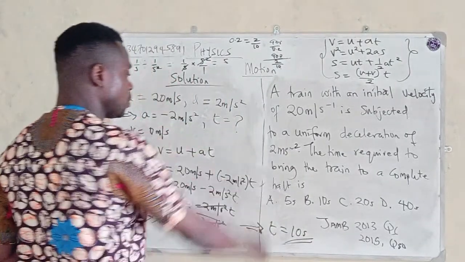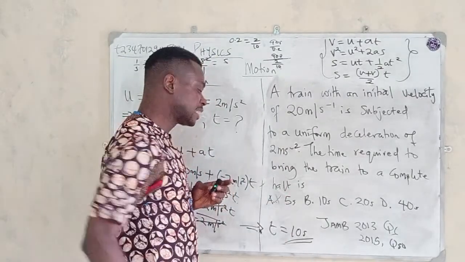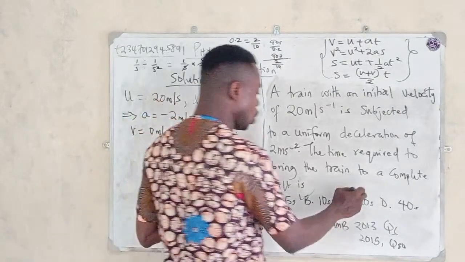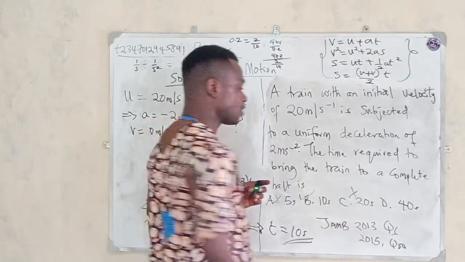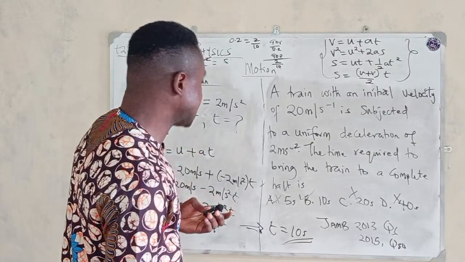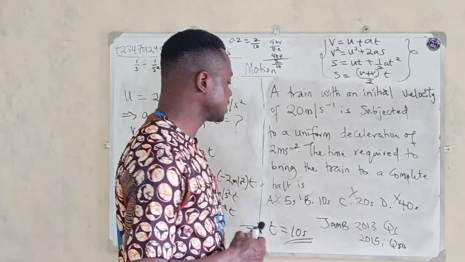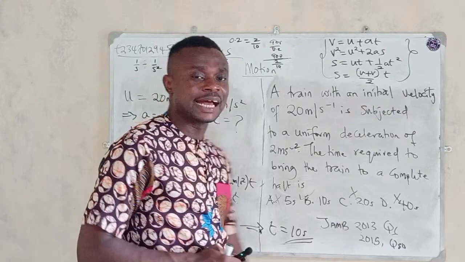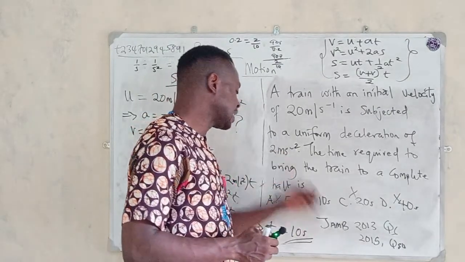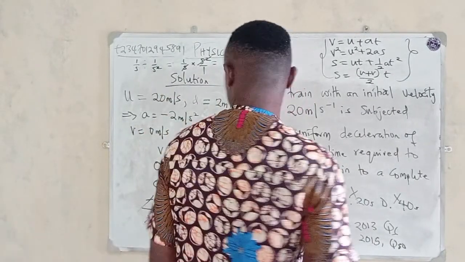Now let's look at the options. Option A says 5 seconds. No. Option B says 10 seconds. Correct. Option C says 20 seconds. No. D says 40 seconds. No. So the answer is B, 10 seconds. So the answer to JAMB 2013 physics question 6 and JAMB 2015 physics question 50 is 10 seconds, B.